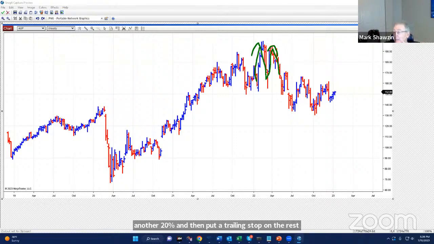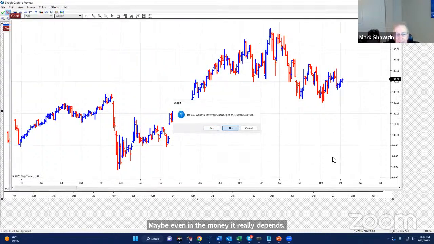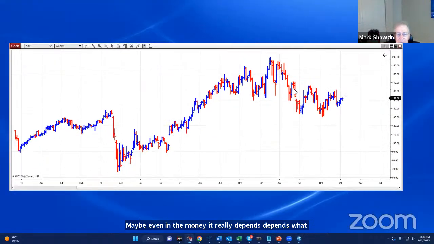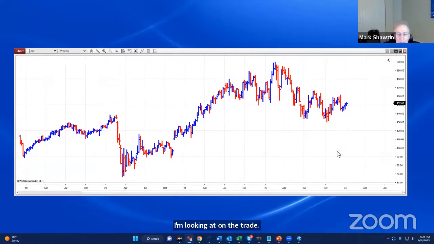Dexter, depending on when I'm buying options, sometimes I'll buy options a day or two before they expire, and that way I'll buy very close to the strike price, maybe even in the money. It really depends on what I'm looking at on the trade. It depends on a lot of things, but sometimes I'll buy the Qs on Mondays, five points out of the money. So if we're trading at 270, I might buy the 275 call options.